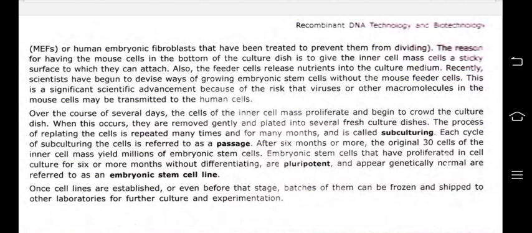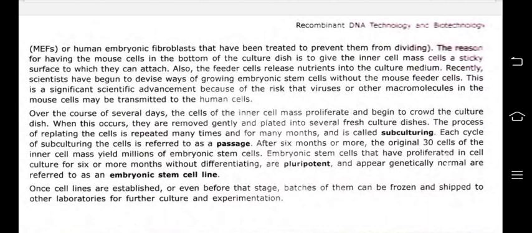This is a significant scientific advancement because of the risk that viruses or other macromolecules in the mouse cells may be transmitted to the human cells. Over the course of several days, the cells of the inner cell mass proliferate and begin to crowd the culture dish. When this occurs, they are removed gently and plated into a fresh culture dish.